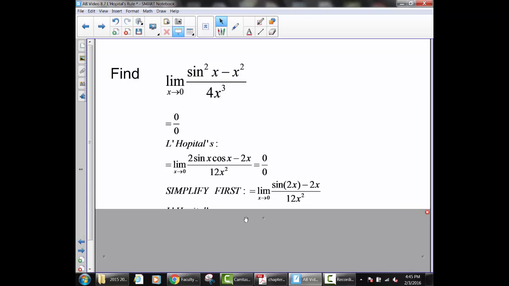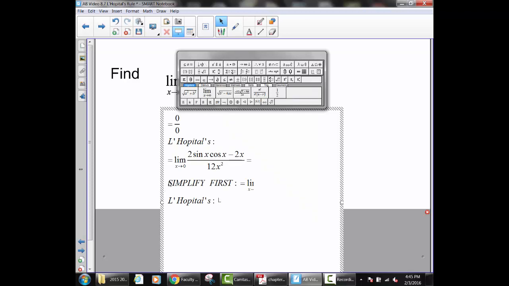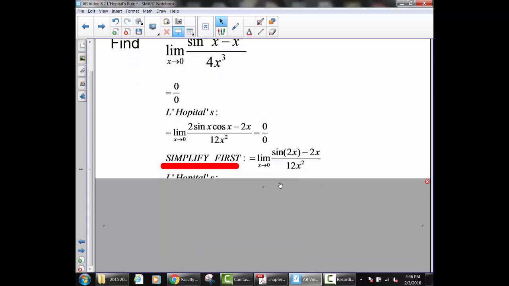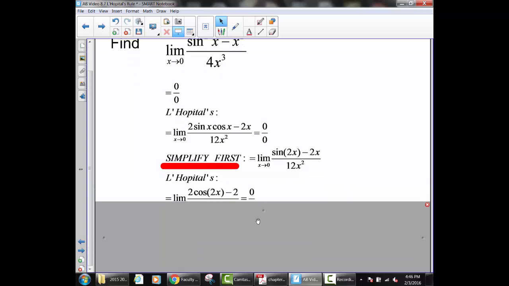So this is the key thing right here, and this is so important. Let me emphasize that. Simplify. Always simplify before you do L'Hopital's again. Now, you may or may not notice that 2 sine x cos x is the sine of a double angle. But if you do, it's going to make the rest of the work a lot easier.